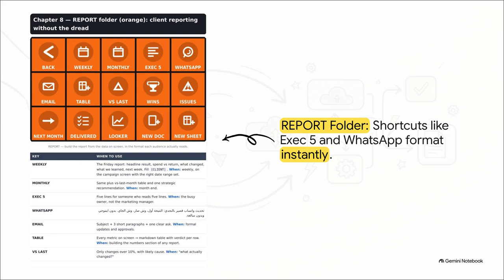Let's look at the orange reporting folder next. Let's be real, reporting is usually packed with friction, but here you have keys like XX5, which formats your data perfectly into just 5 lines for a busy owner who simply does not have the time to read a massive PDF. Or the WhatsApp key. It instantly structures a quick update, result first, what happened, what's next, 0 emojis, ready to send out. It completely removes all the dread of manual formatting.